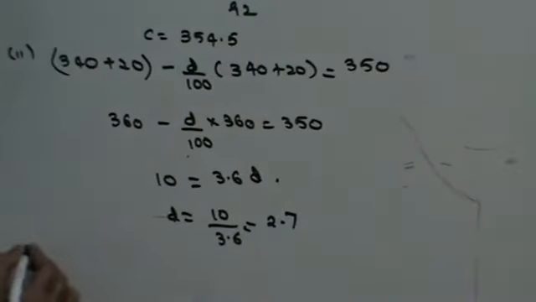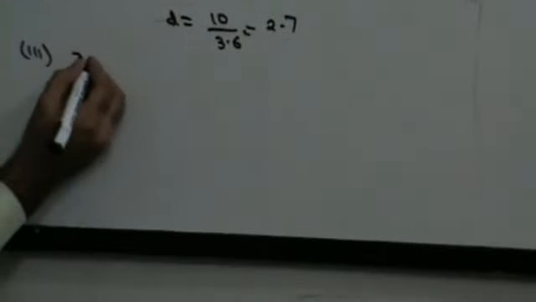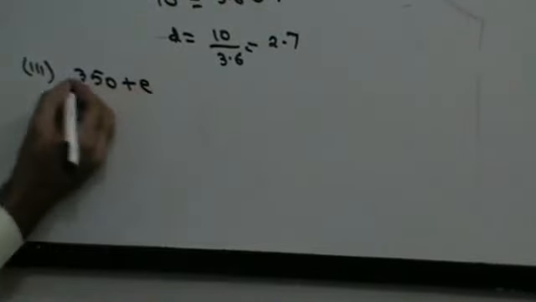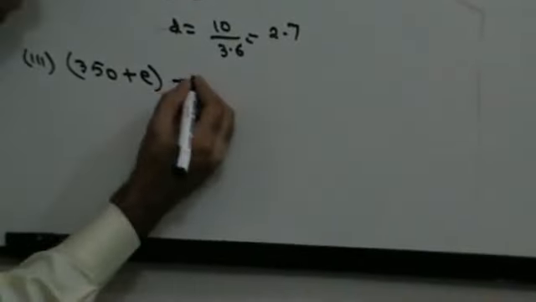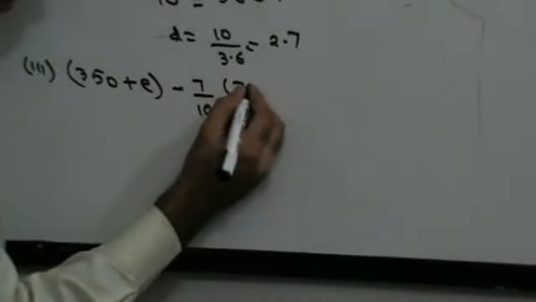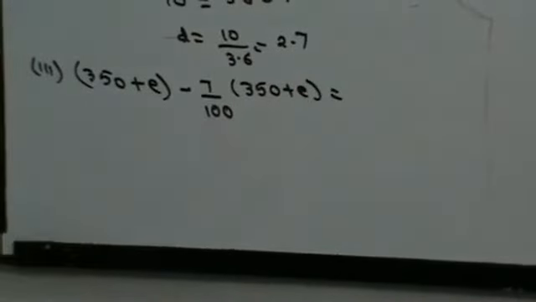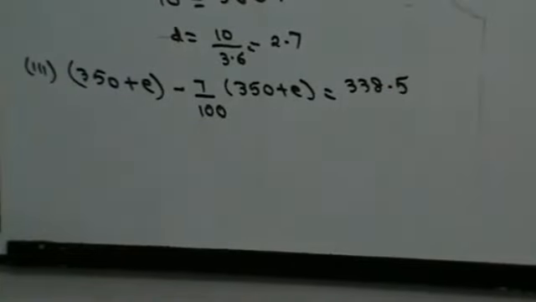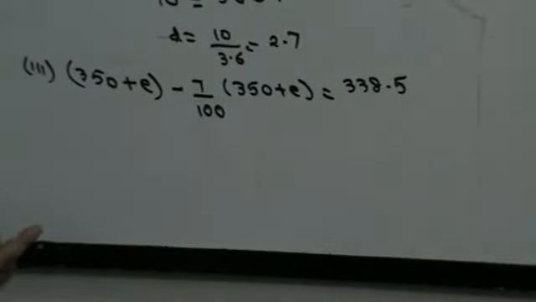Now let's work for Thursday. You had 350 centimeters of water Wednesday evening, plus you filled in E centimeters of water on Thursday morning, out of which you removed 7% of water on Thursday. 7% of 350 plus E. At the end on Thursday, you had 338.5 centimeters of water. Now, those of you who know accounts, closing stock of previous year plus opening stock of the current year minus sales should give you closing stock of the current year.